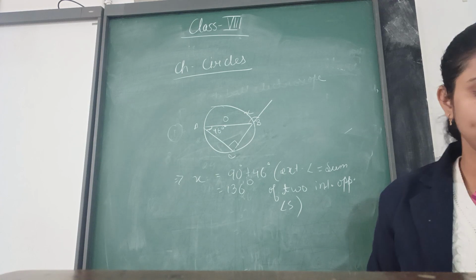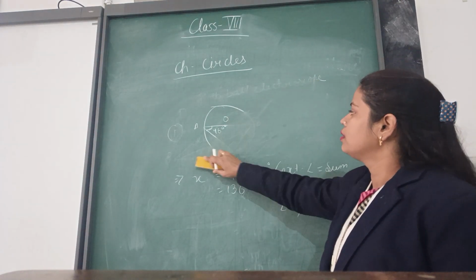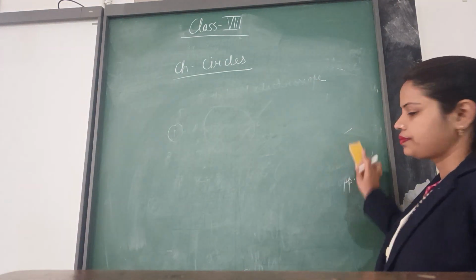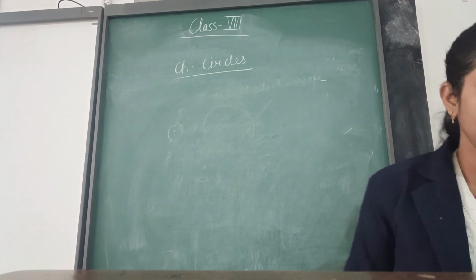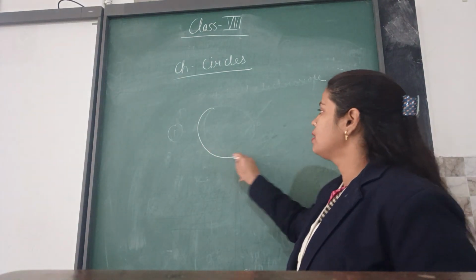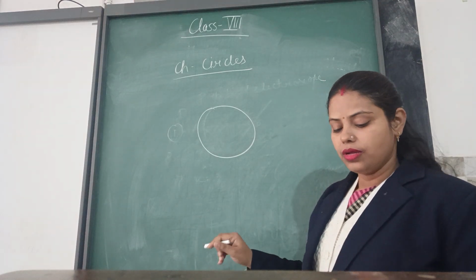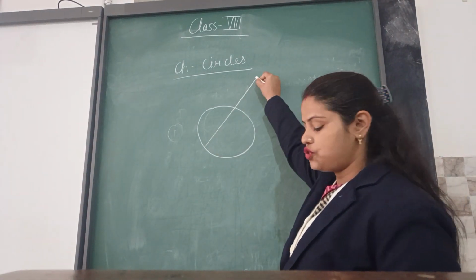Now let us see the next question. Question number 3. Here we have a circle that has been given and a diameter is drawn like this.